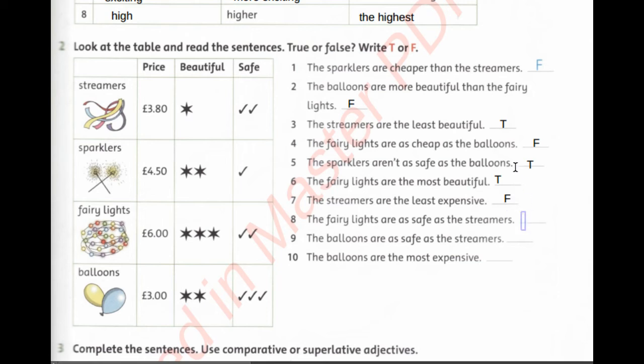This statement is true. Number 9, the balloons are as safe as the streamers. Balloons 3 and the streamers 2. No, it is not. So we go here on the F. Number 10, the balloons are the most expensive. No, it's not correct. The most expensive are the fairy lights. So this here is also an F.